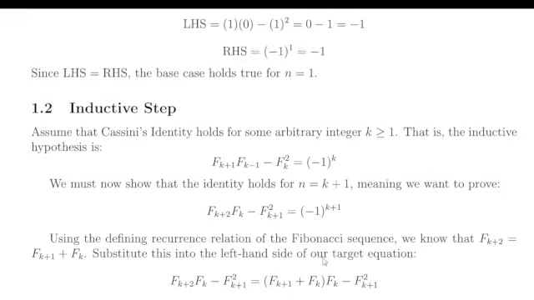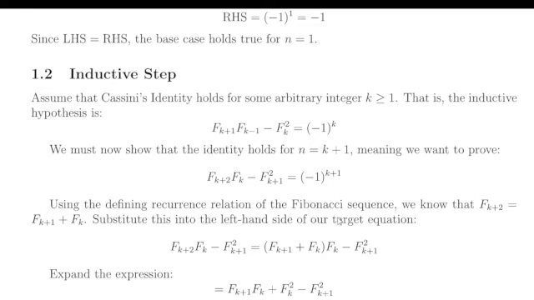Now let's look at the inductive step. We're going to assume that Cassini's identity holds for some arbitrary integer k greater than or equal to 1. So the inductive hypothesis says that f sub k plus 1 times f sub k minus 1 minus f sub k squared equals negative 1 to the k power. And so we want to show that this identity holds for n equals k plus 1. So we want to prove that f sub k plus 2 times f sub k minus f sub k plus 1 squared equals negative 1 to the k plus 1 power.